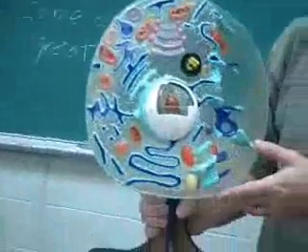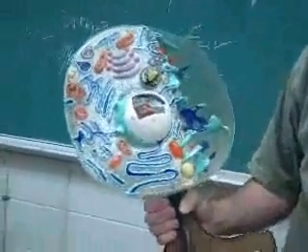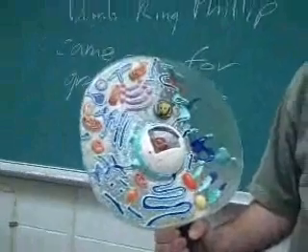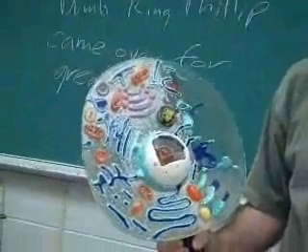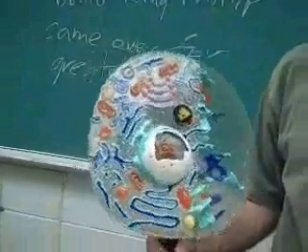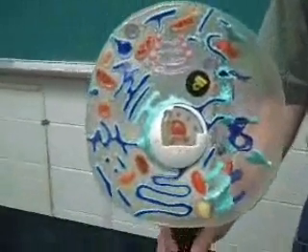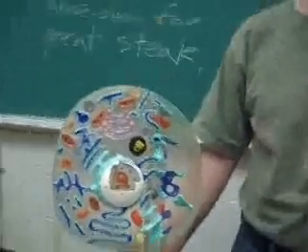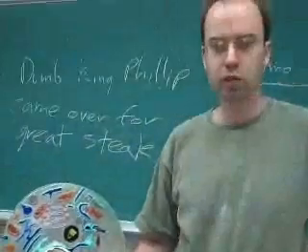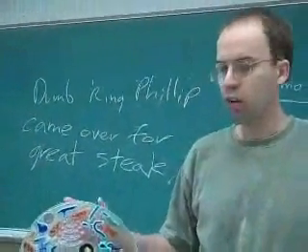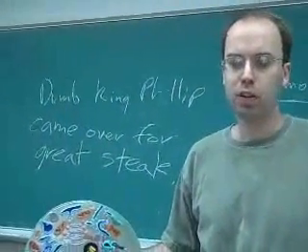This is an animal cell. So this is what a single cell might look like. Some organisms are made of one cell, and they're called unicellular. Some organisms are made of many cells, and they're called multicellular. For example, bacteria are unicellular, and all animals and plants are multicellular.